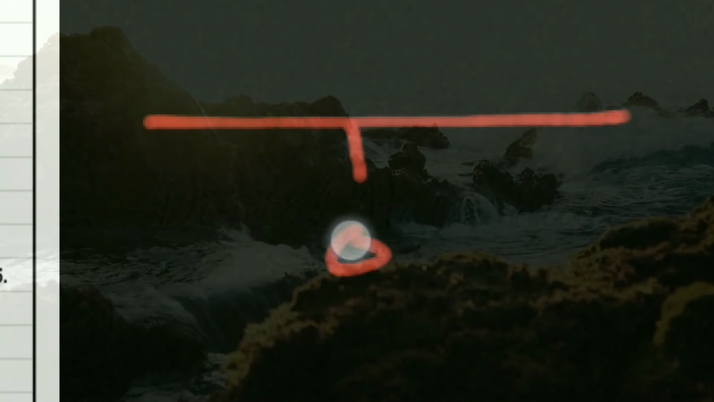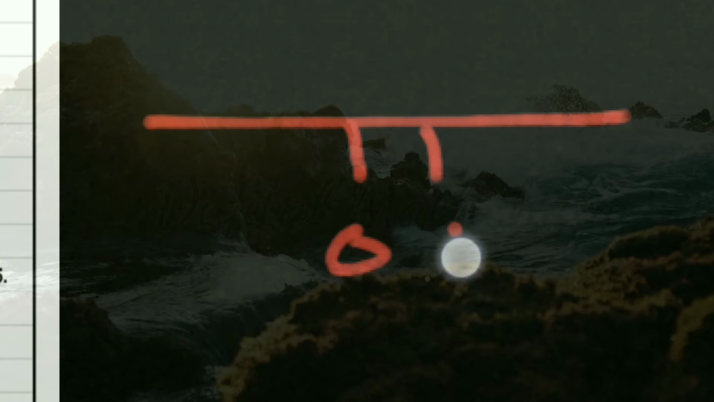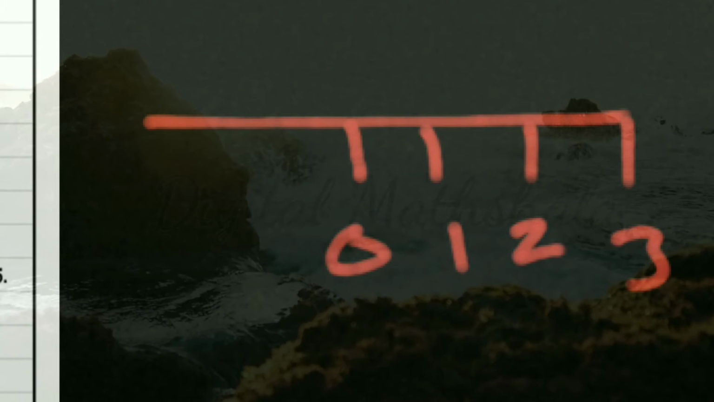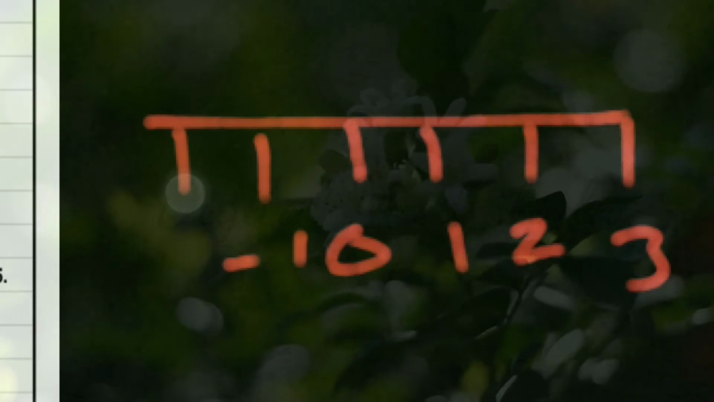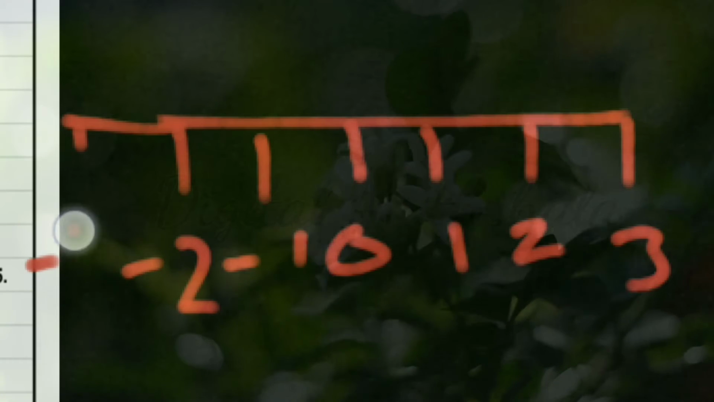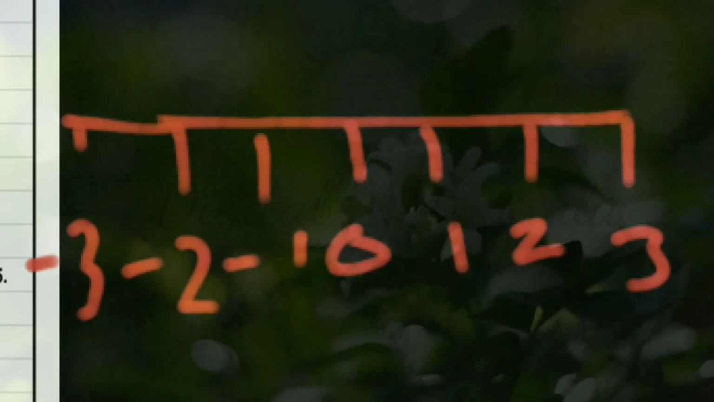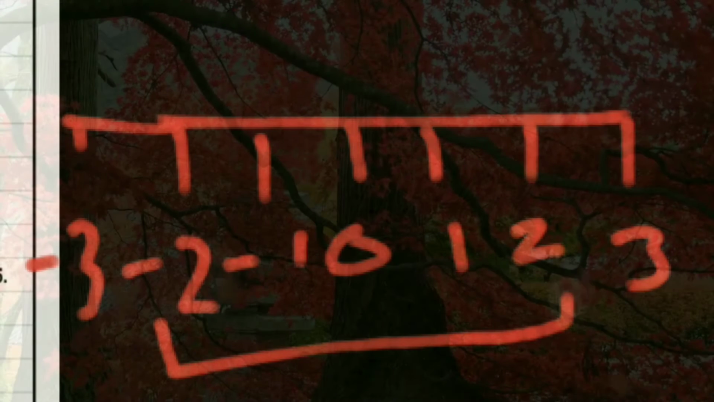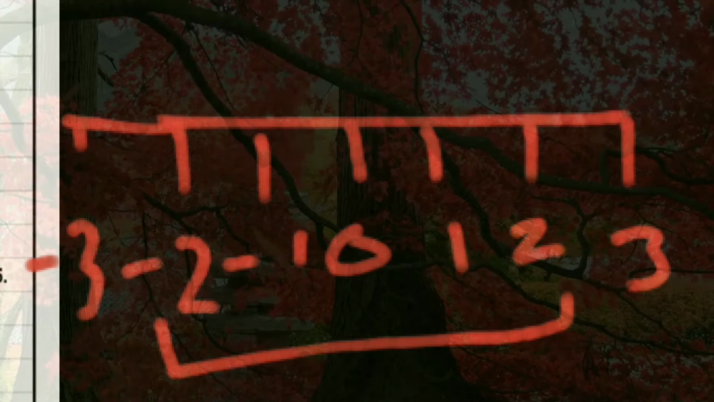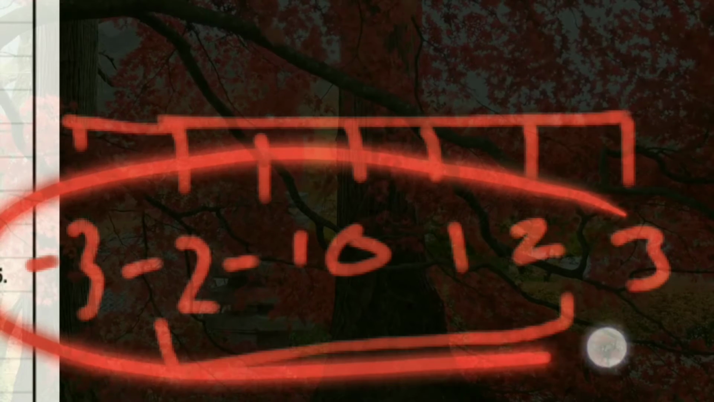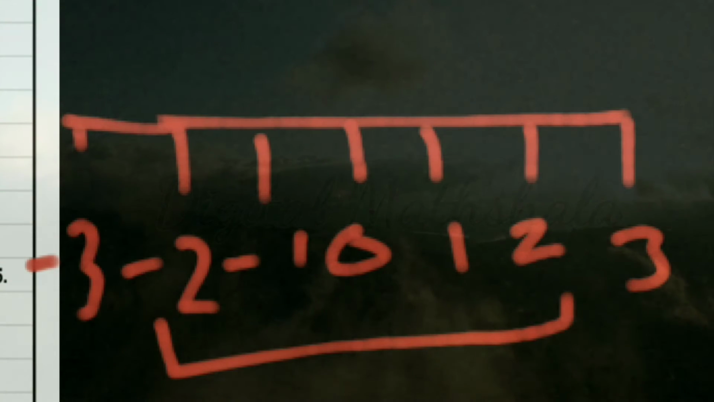Place 0, then 1. After 0, 1 will come, then 2, then 3 will come. And here -1, -2 and -3 will come. So from -3 to +3 we will get these numbers. So we can easily write all the numbers given here. Whatever numbers we get on the number line, we will write. I hope now it is clear to you.